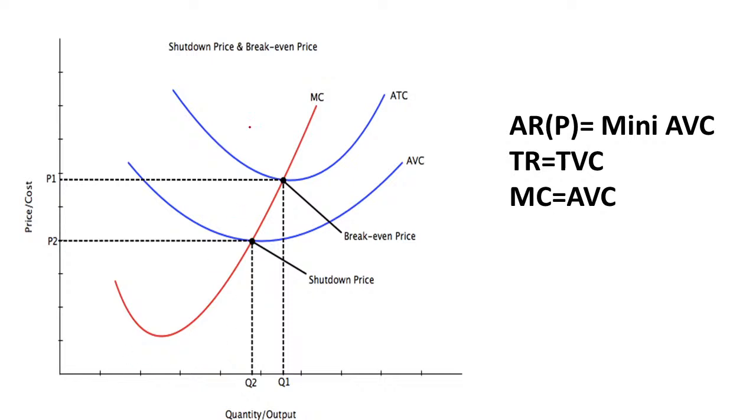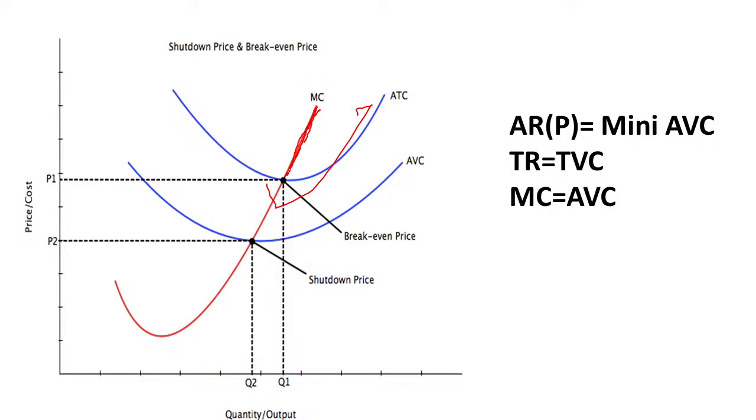So here you can see, this is the average cost curve. This is the average variable cost curve, and this is the marginal cost curve. So the area above the average cost curve is known as the profit zone. A firm will make profit here.